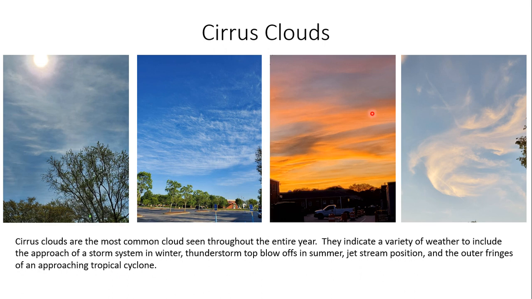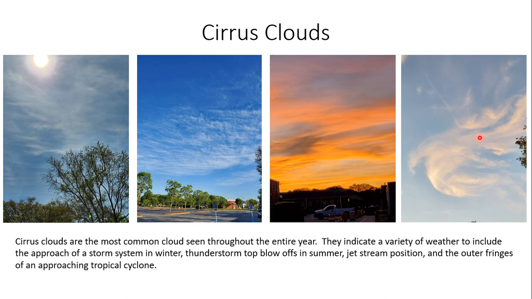So I have four pictures here showing cirrus clouds throughout the course of the year. By the way, cirrus clouds make very good clouds for nice sunsets and sunrises. In general, though, you'll see more of a wispy shape to these clouds. They exist high above the Earth's surface, above 20,000 feet, and they're made up entirely of ice crystals.